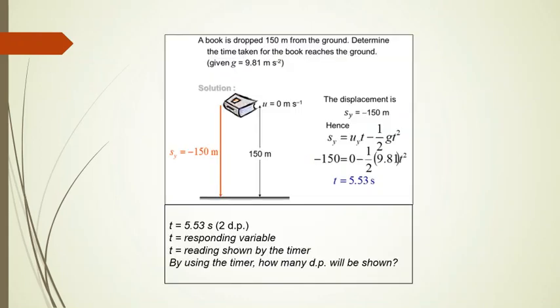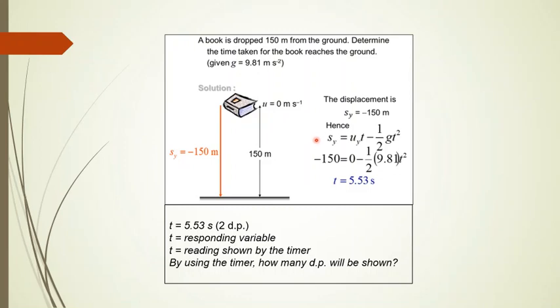The second example: a book is dropped 150 meters from the ground. Determine the time taken for the book to reach the ground. The impact is below the initial position of the book. Therefore, sy equals negative 150 meters. Initially, u equals 0 meter per second.